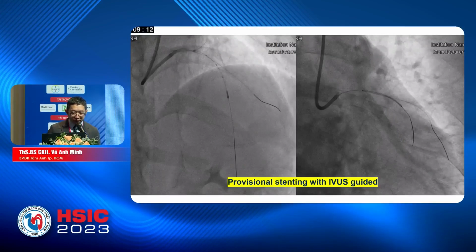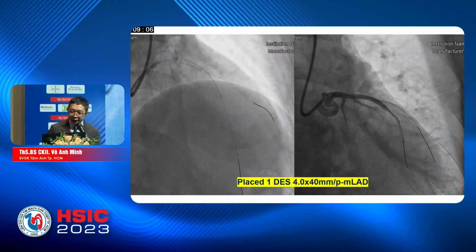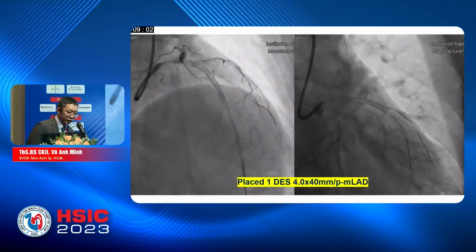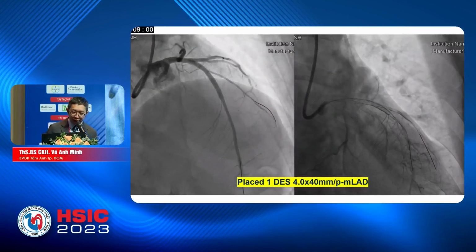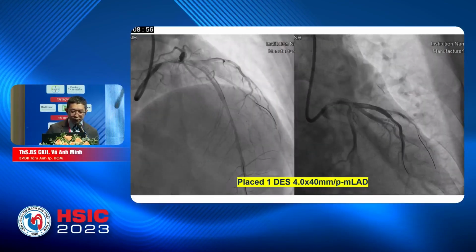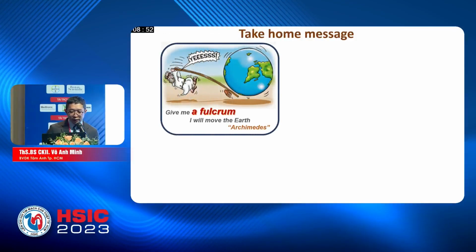And then we check with IVUS, we do the proper stenting, and we push the stent with the size 4.0 by 40 at proximal to mid LAD. The flow is good after the procedure. So what do we have today, right?